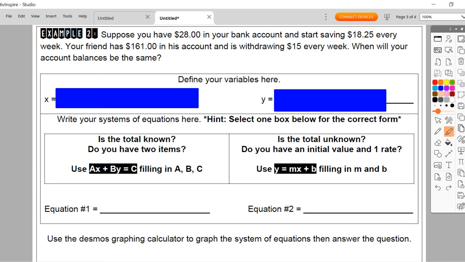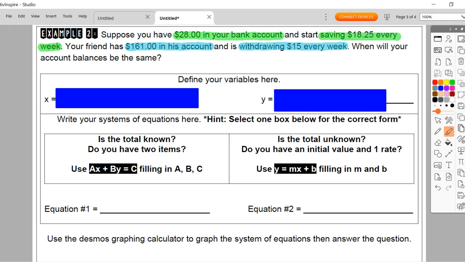Starting example number 2 the same way by reading and highlighting. Let's go. Suppose you have $28 in your bank account and then you start saving $18.25 every week. Second color highlighter, because now I have a new sentence talking about somebody else, my friend instead of me, has $161 in his account and withdraws $15 every week. So that's what I'm going to highlight here.